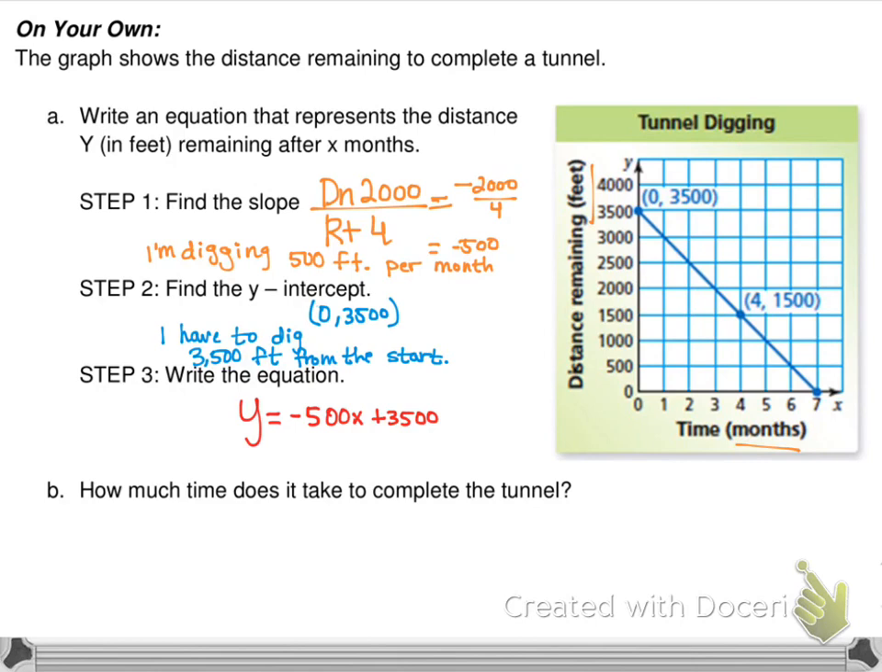Part B says, how much time does it take to complete the tunnel? How much time? So, time is going to be the x-axis, right? So 0, 1 month, 2 months, 3 months, 4 months, 5 months, 6 months, 7 months. Which of these do we think? It takes 7 months, because that's where 7, 0, and 0 is 0 feet. I have 0 feet left over to dig. So it takes 7 months for me to complete the tunnel.